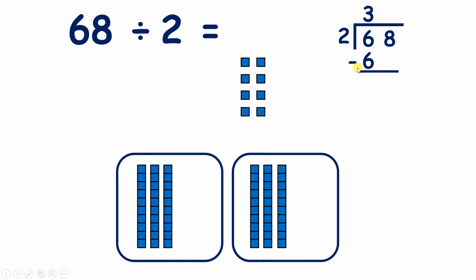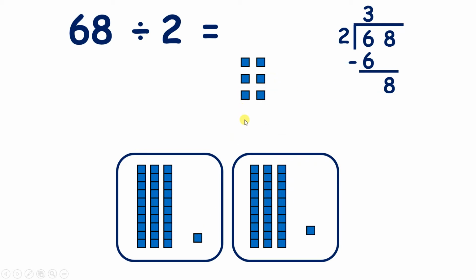Now you might notice the minus sign here. So this tells us that we started with 6 tens and we shared out 6 tens. So now we have no tens left. So we could write a 0 here, or we can just leave it blank. So now we bring down our 8 units because that's what we need to share out next.